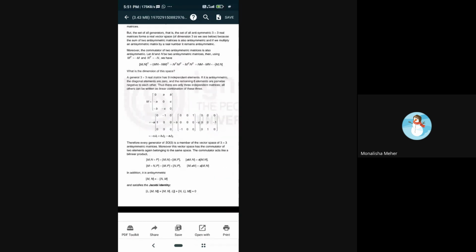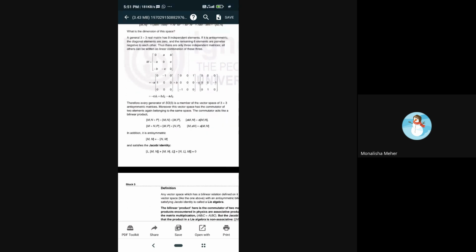So you can write M as the matrix with rows (0, A, B), (-A, 0, C), (-B, -C, 0). This can be written as -A times one matrix, plus B times another matrix, minus C times a third matrix. This can be written as -C J1 + B J2 - A J3. Therefore, every generator of SO(3) is a member of the vector space of 3 by 3 anti-symmetric matrices.